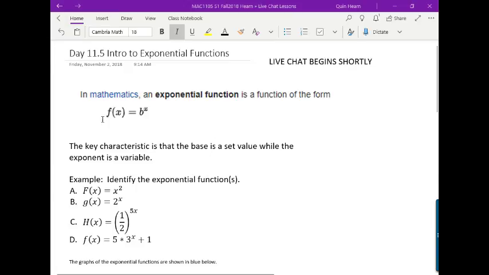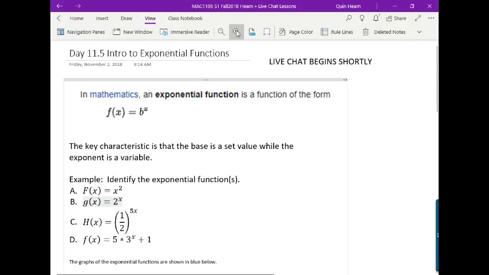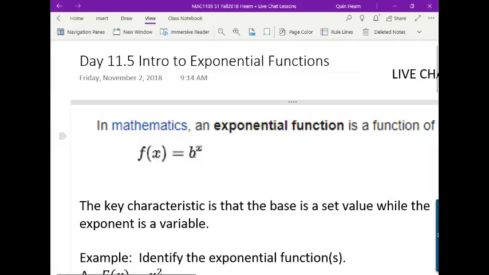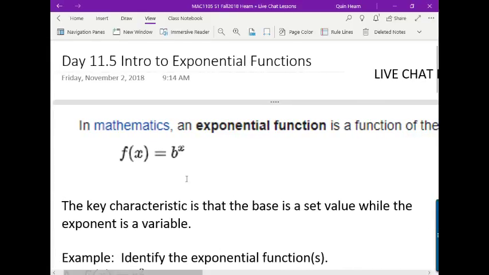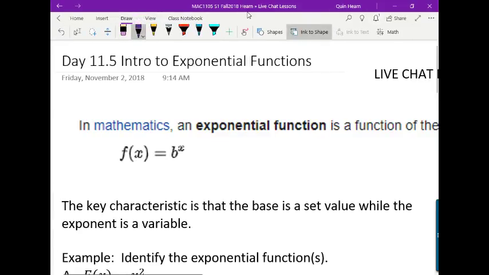So we're talking about an exponential function. In mathematics, an exponential function is one which looks like f of x equals b to the x. The key characteristic of an exponential function is that the base of the expression, like the b here, would be a number, maybe the number 5, for example, whereas the exponent is going to stay a variable x.